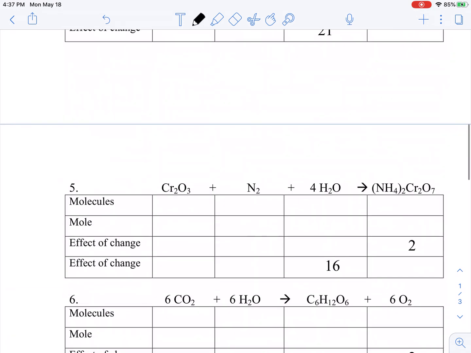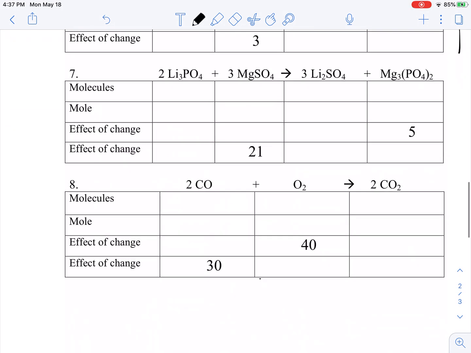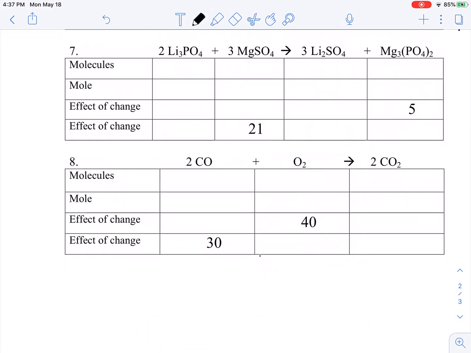Let's take a look at one of them on the bottom here without really getting into it. Let's just take a look at one that maybe looks a little bit more difficult, but it's really not. Okay, we got this one here. We've got a mole ratio of 2 to 3, 2 lithium phosphate, 3 magnesium sulfate, 3 lithium sulfate, and 1 magnesium phosphate. That's the number of molecules and also the number of moles. 2 to 3 to 3 to 1 ratio.